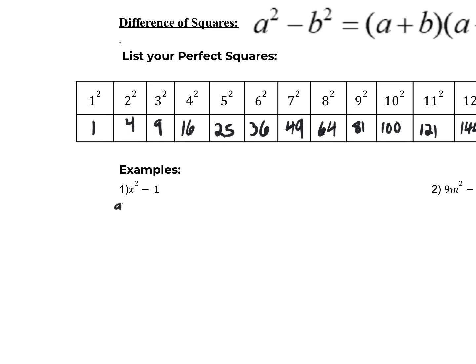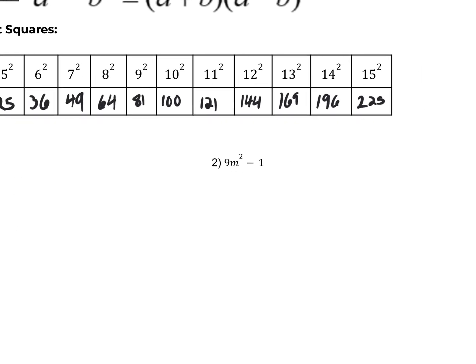So what I'm going to do is, first of all, identify my a and my b. My a is the square root of the first term, x squared. The square root of x squared is x, and b is the square root of my second term, 1. The square root of 1 is 1. So now I'm going to factor that as a plus b and a minus b, so x plus 1 and x minus 1, and that is my factoring for difference of squares. That's all I got to do.